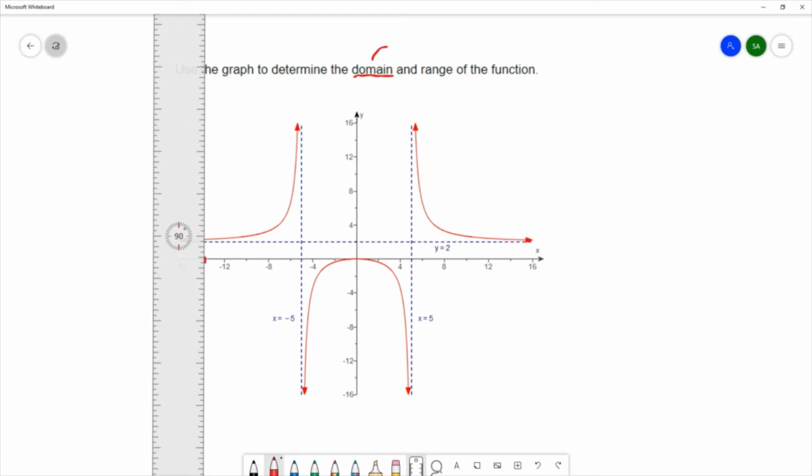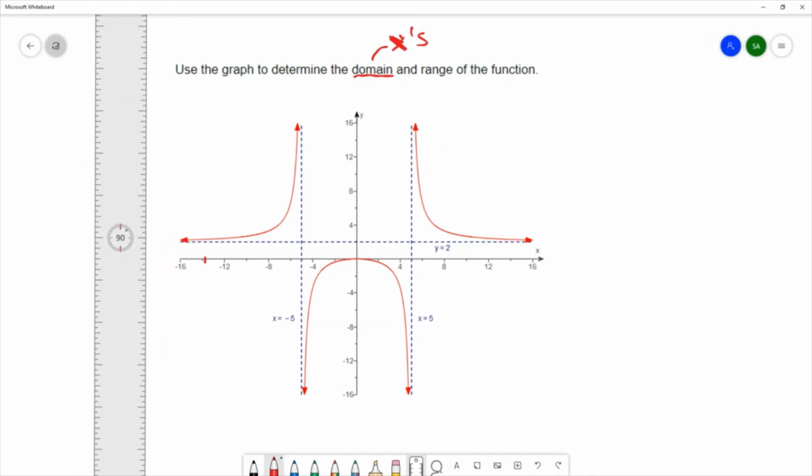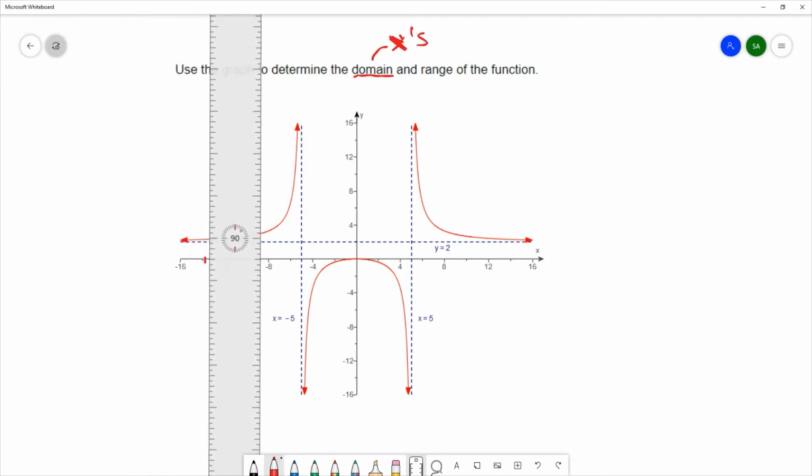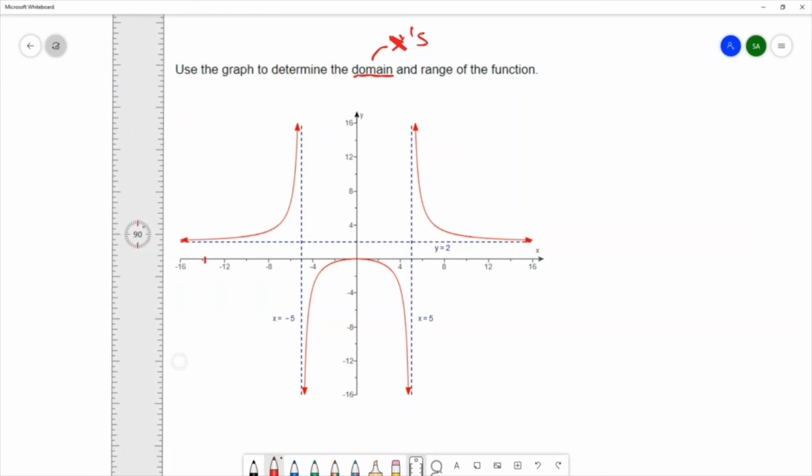So the domain is the x's. And so holding my ruler vertically will help me identify what x's I have on this picture. So I hold that ruler vertically and I'm going to go from left to right. And the reason why I'm going to go from left to right is because I'm going to write my domain in interval notation. And interval notation is always written from smallest to largest. And on your number line, smallest to largest goes from left to right.